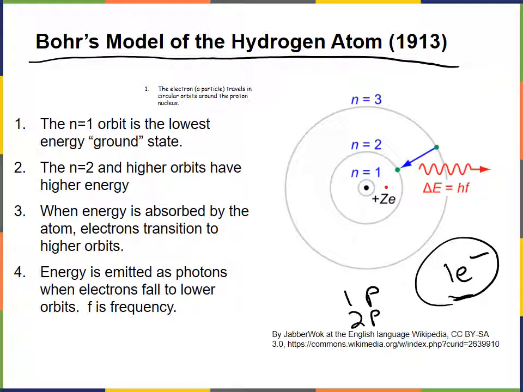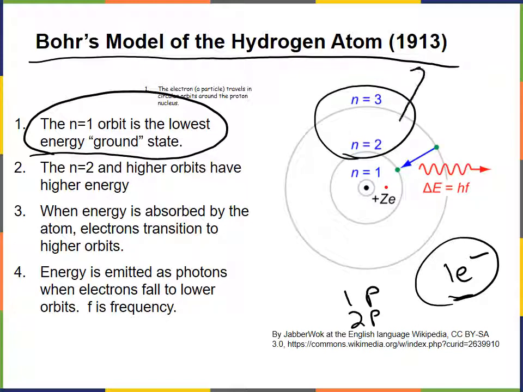So let's say we have here our hydrogen, one proton, one electron. The electron can exist in these orbitals. If it's in the closest orbital to the nucleus, it's called the ground state. And any orbital above that is a higher energy. And so 2, 3, and above would be an excited state.